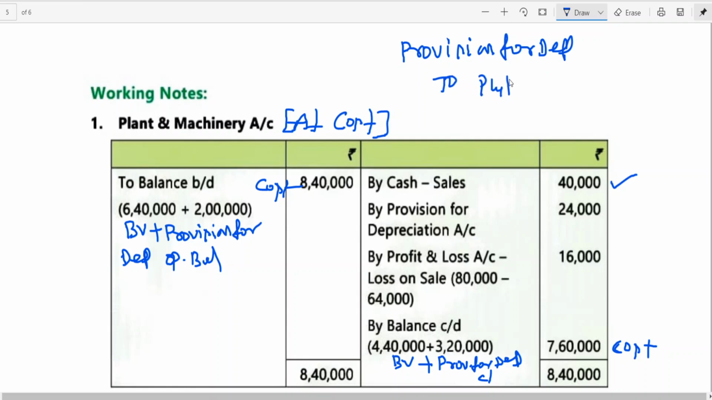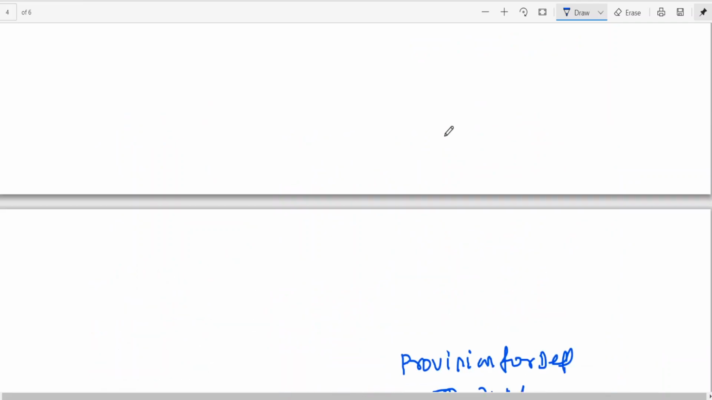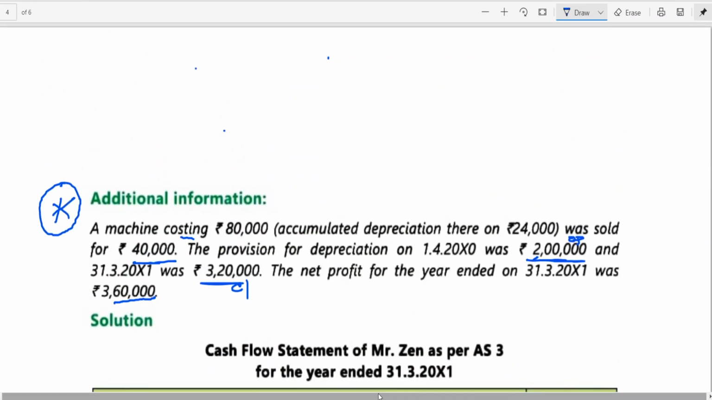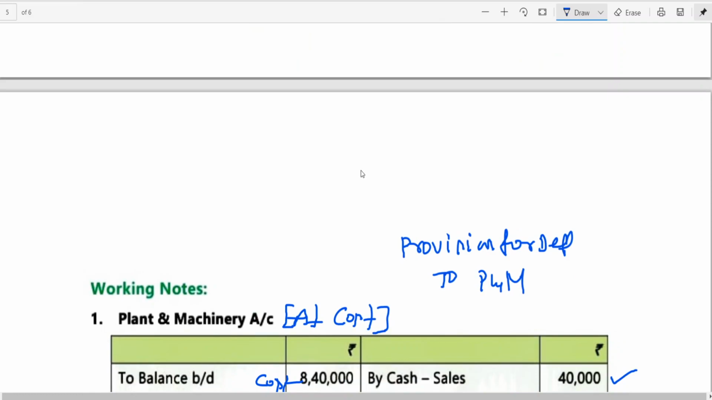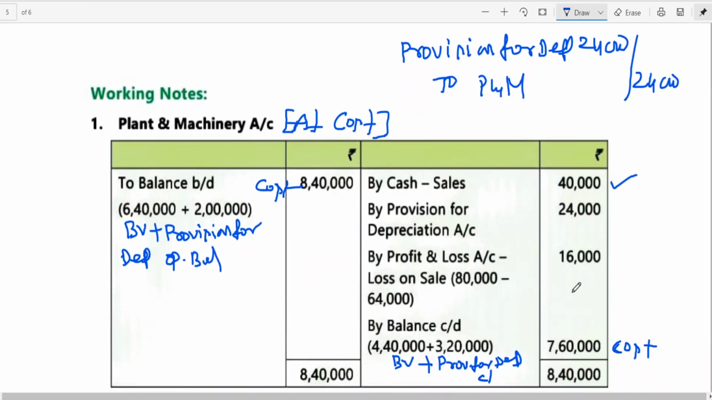Provision for depreciation account at R2, plant and machinery. What is the provision for depreciation on plant that has been sold? It has been given on 1/4. The provision for depreciation on plant sold, that is accumulated depreciation, is how much? 24,000. This 24,000 will be transferred to which account? Asset account. Provision for depreciation account at R2, plant and machinery. You can see in plant and machinery, what is it that you write? By provision for depreciation. Now I think you got the clarity.